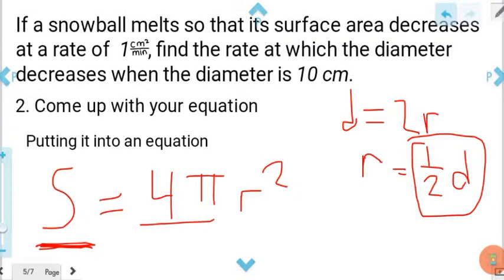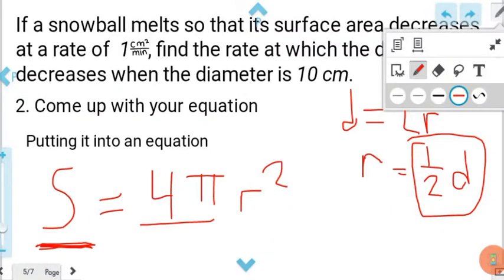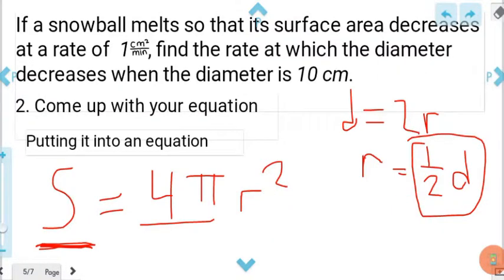D is something that needs to be in our equation. So actually we can just take this and replace our r with this 1/2 d, and that'll give us an equation that has everything that we want it to have, basically. So let's go ahead and do that. So we'll just replace the r with 1/2 d.